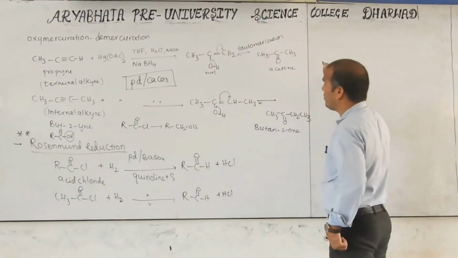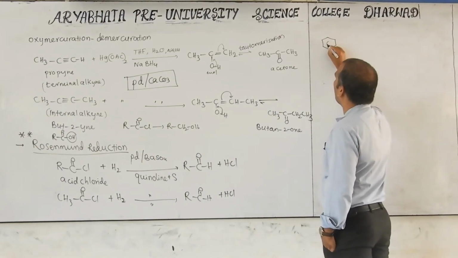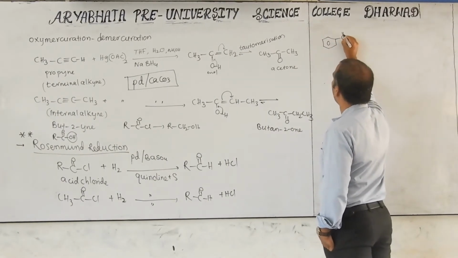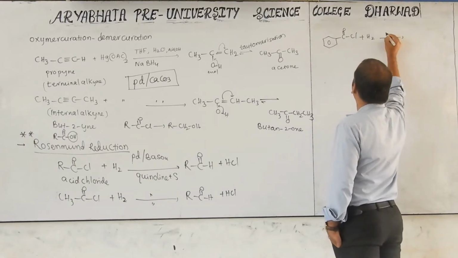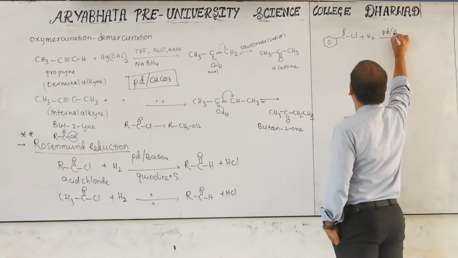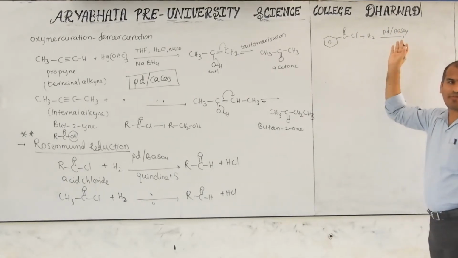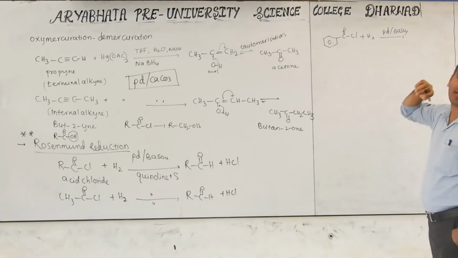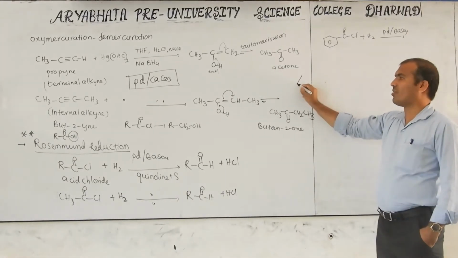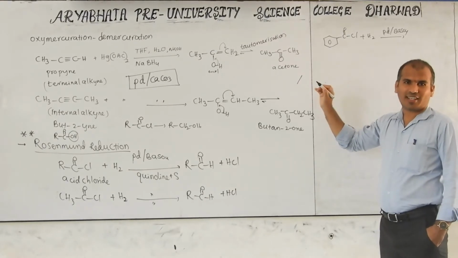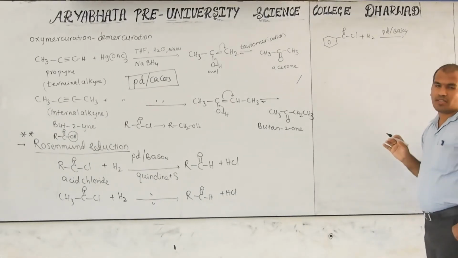Now, 1, 2, 3 examples for you. We have to do that. Its meaning is not palladium or barium sulfate. It is palladium adsorbed on the barium sulfate. Because generally we think that this is the meaning, like this we are thinking. But here it is not the meaning. Palladium adsorbed on the barium sulfate solid.